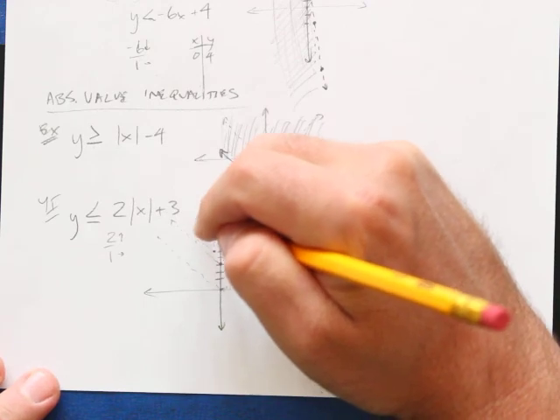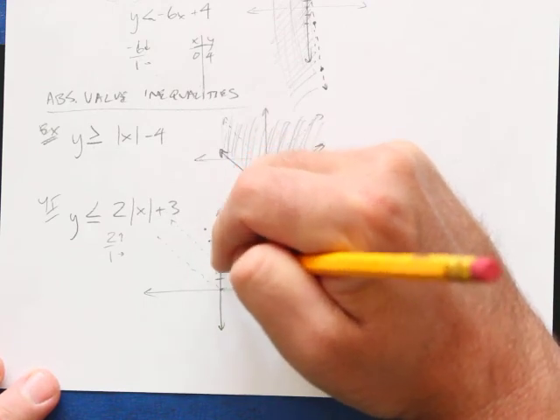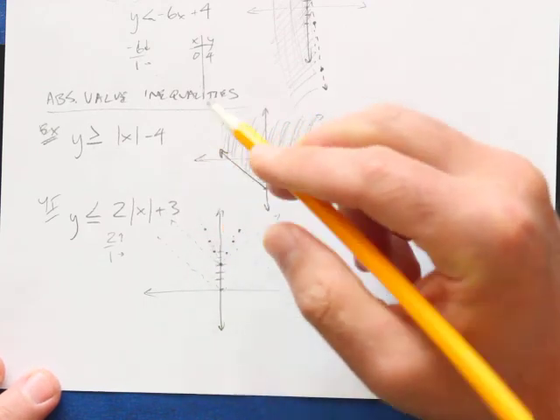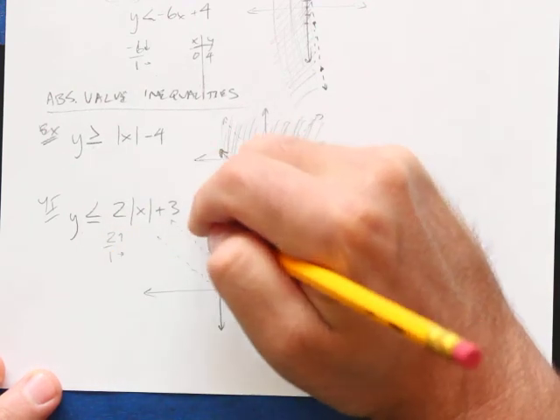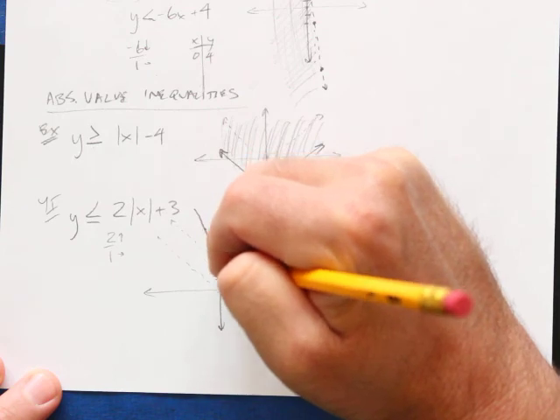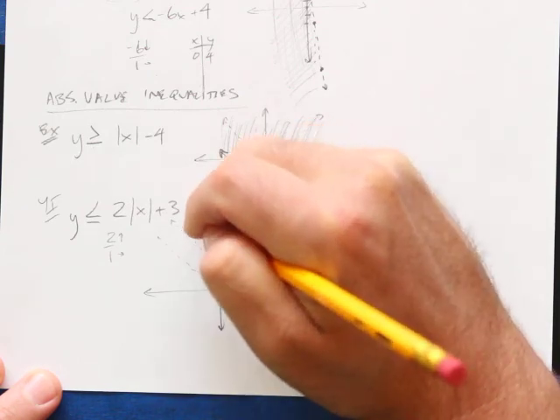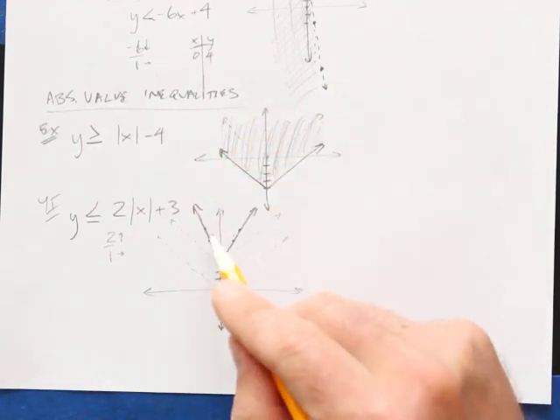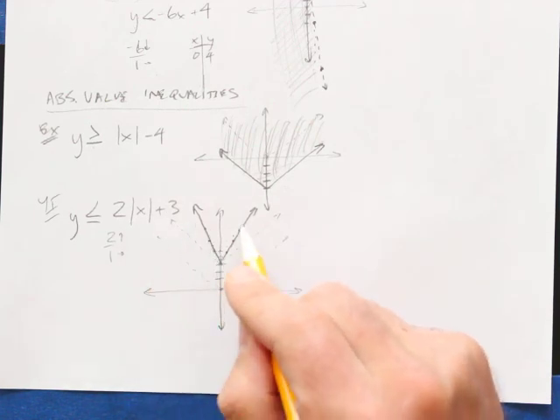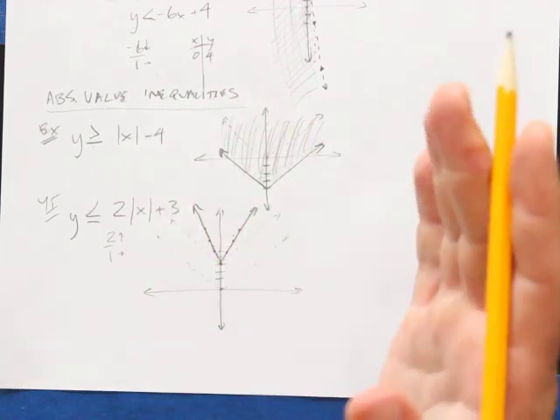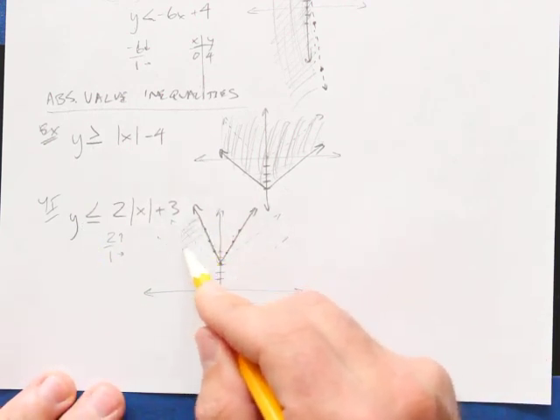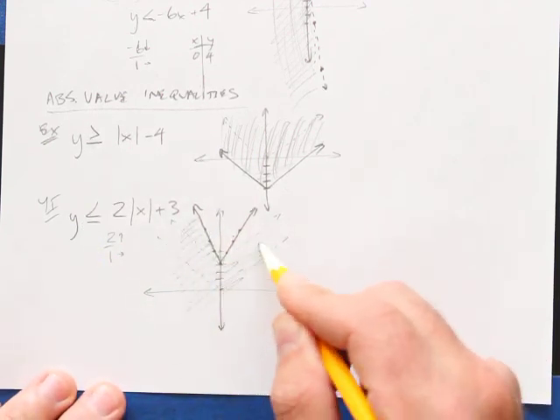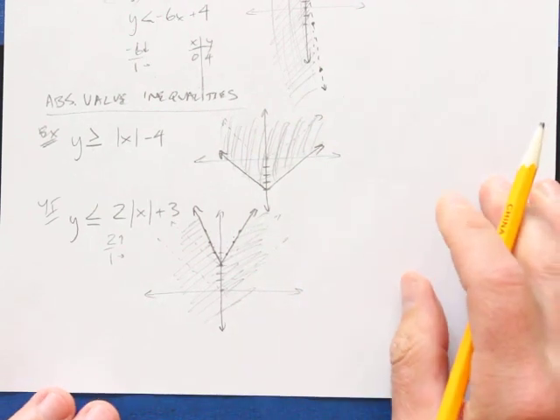And now, do I do a solid line or a dotted line here? It's or equals to, so I do a solid line. There it is. And if I'm not sure with this, I could just plug in points, get a bunch of points and then connect the dots. Now, y is less than, so that means I'm going to shade underneath.